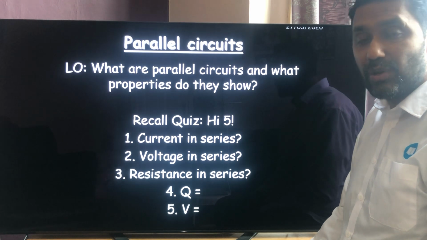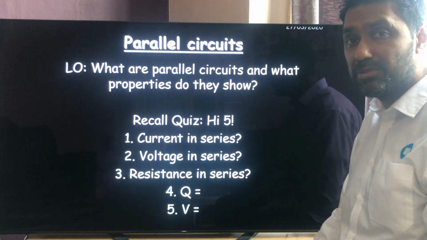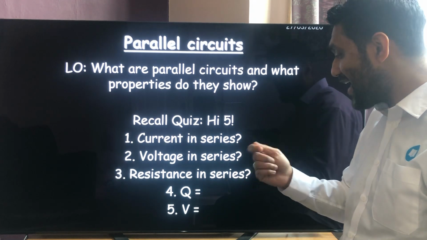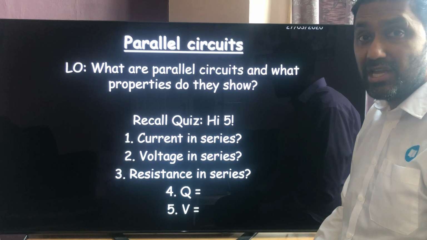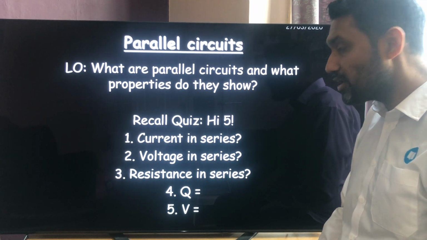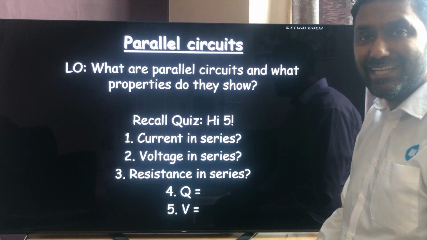Resistance in series, how do I calculate that? Well, RT, the total resistance, is equal to R1 plus R2 and so on. So for the total resistance, you just keep adding up all the resistors and you'll get the total. Simple, right?